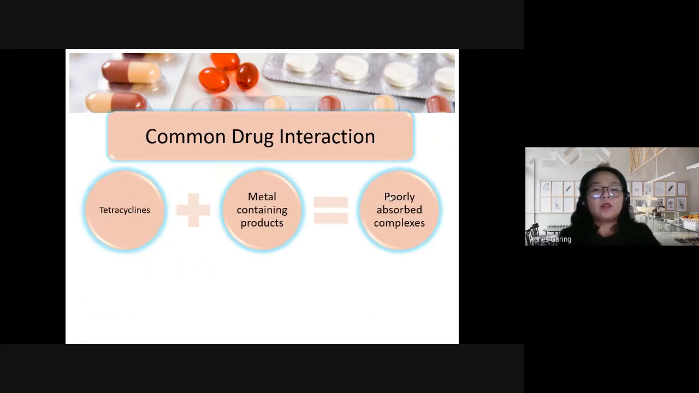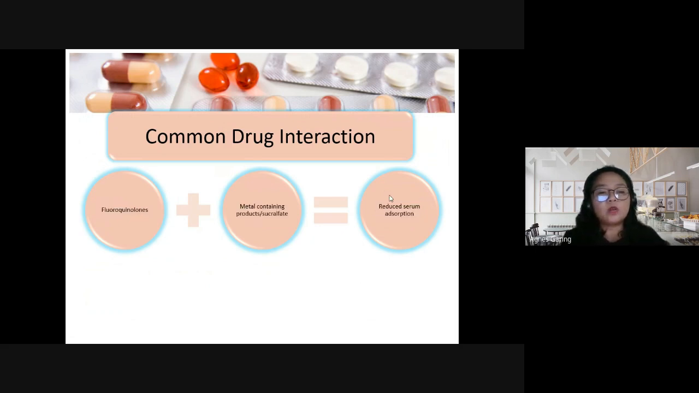Okay? And then tetracyclines plus metal containing products, zinc, aluminum, magnesium, okay? So there's a formation of complex, and then it will be poorly absorbed, okay? Because of the formation of the complex. Then fluoroquinolones, ano yung mga fluoroquinolones? Yung mga quinolone, di ba? And then plus metal containing products or sucralfate.